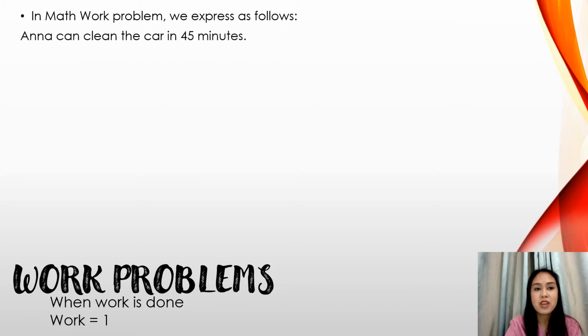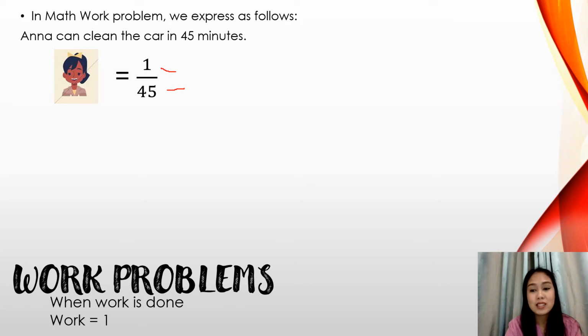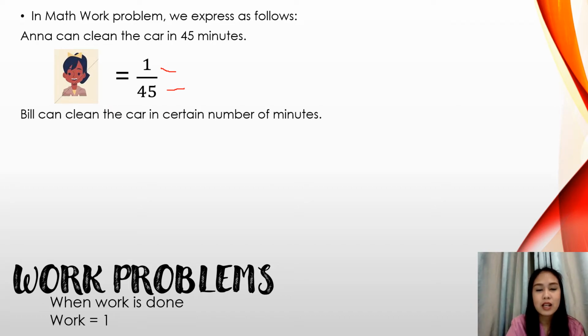So for example, I have here, Anna cleaned the car in 45 minutes. Now we are going to represent that in an equation as 1 over 45. Why? Because there is 1 work done. That's why we have the numerator as 1. And then 45 is the denominator because Anna cleaned the car in 45 minutes. So we just have to remember that the number of minutes the work is done, we are going to put in the denominator.